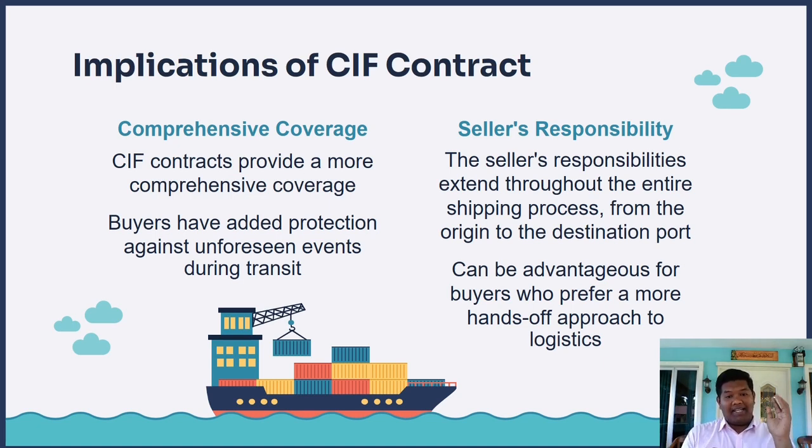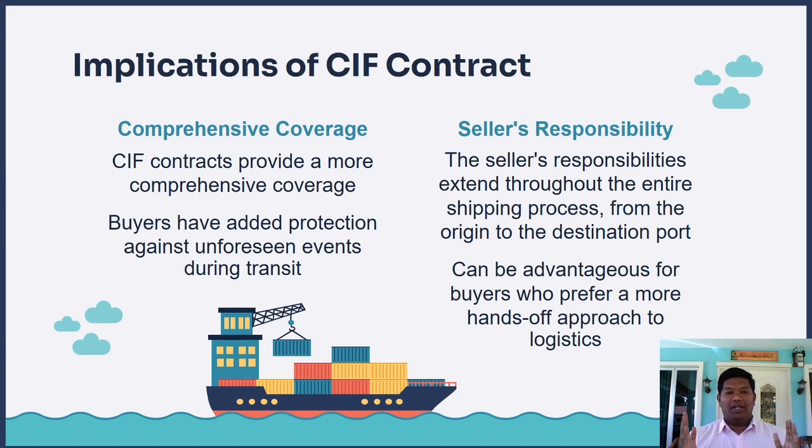Alright, now let's look at the comparison between FOB and CIF. First, the risk and title transfer differences. As for FOB, risk and title transfer from the seller to the buyer at the point specified in the contract, whether it's the origin or the destination. So basically, the buyer needs to tell the seller in detail where risk and title transfer starts, either from the origin or the destination. But it differs from CIF.